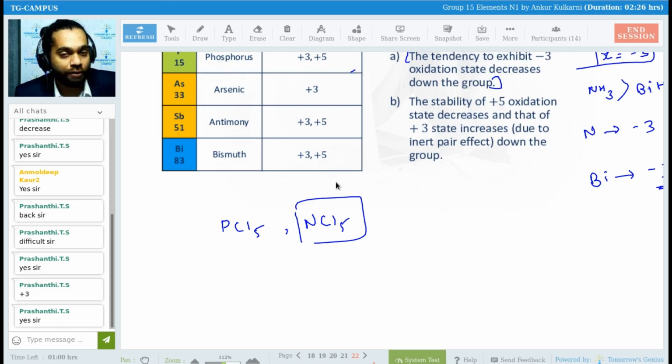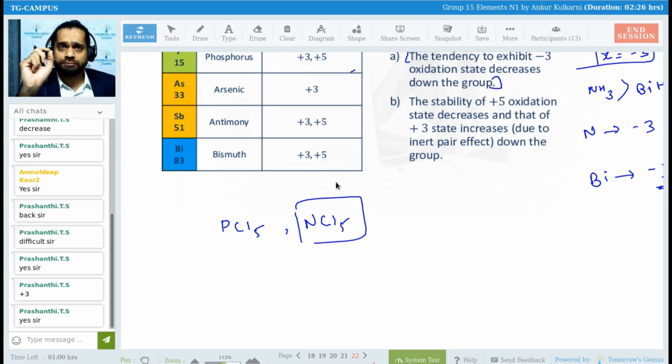Correct. First of all, you're correct. Slightly, I'd like to improve that answer. First of all, NCl5 will not form at all. Forget about stability and instability. NCl5 will not form only.